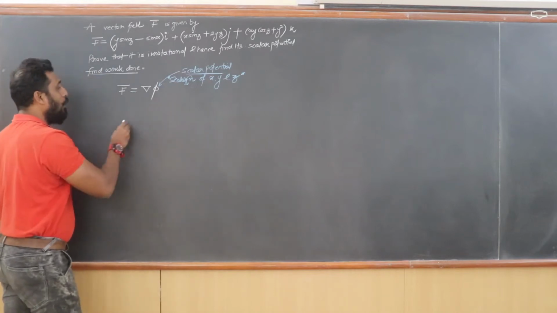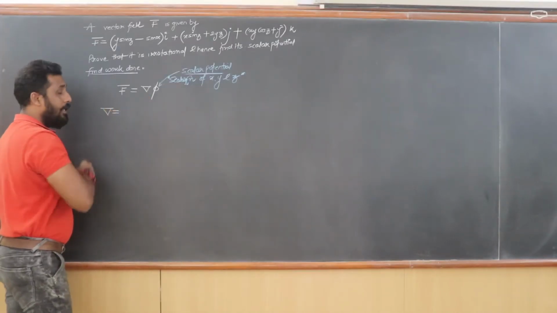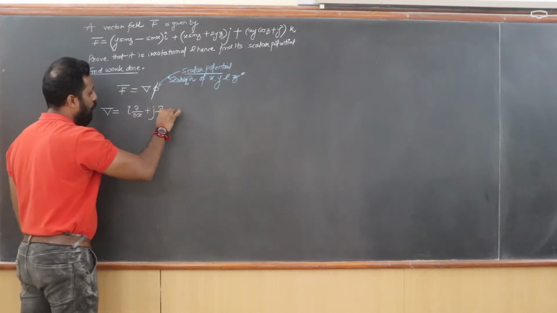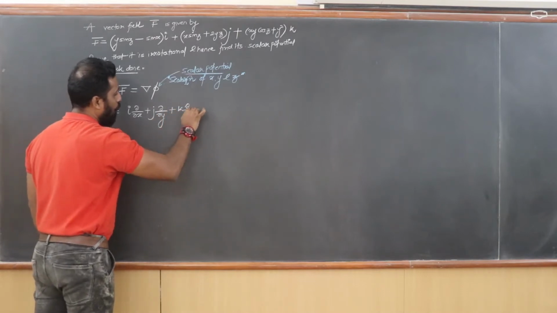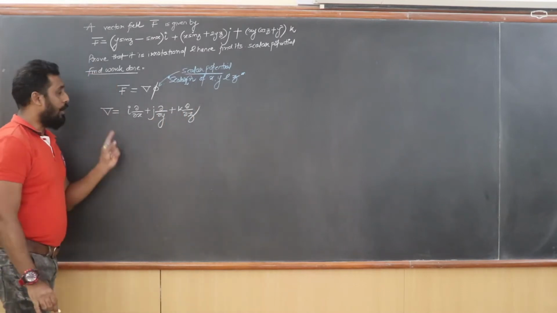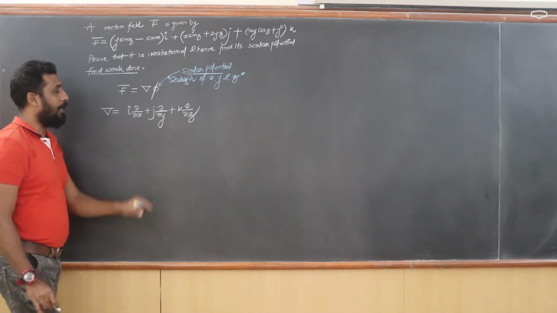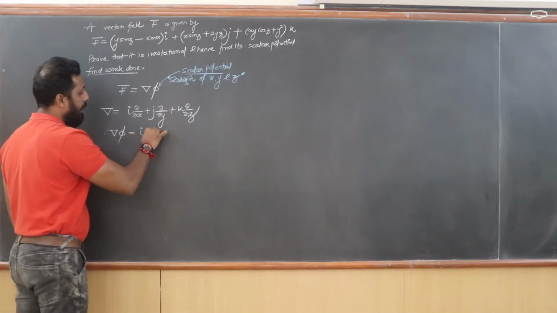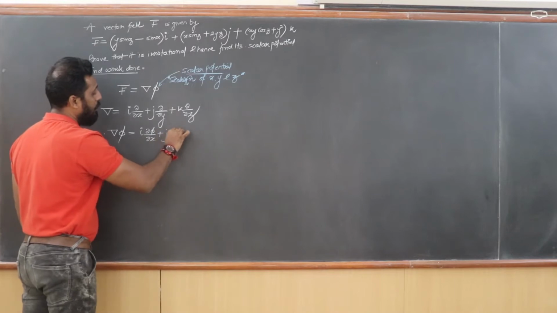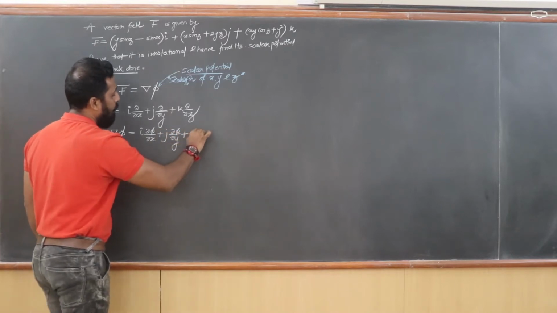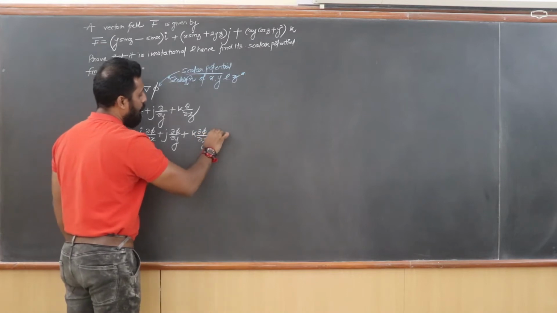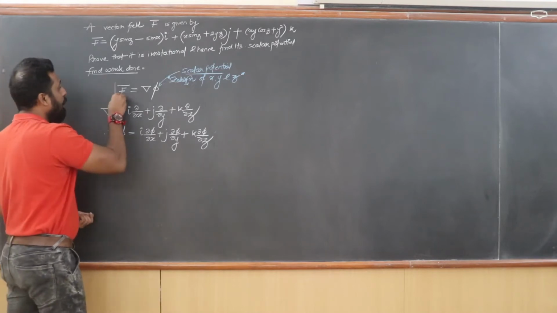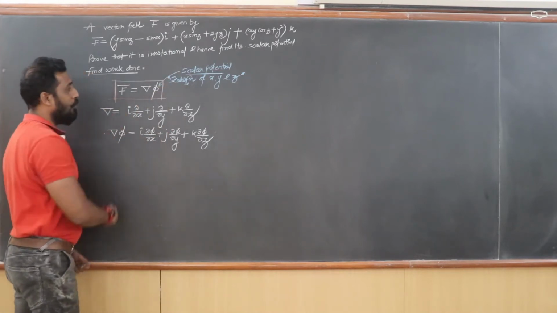Now observe. We already know that del is given as i dou by dou x plus j dou by dou y plus k dou by dou z. So therefore, obviously, if I give you del phi, it will simply become i dou phi by dou x plus j dou phi by dou y plus k dou phi by dou z. So that's del phi. Further, I am telling you that F bar is equal to del phi. That's the expression for finding the scalar potential.